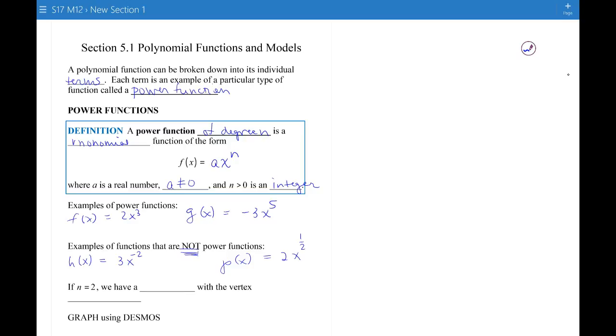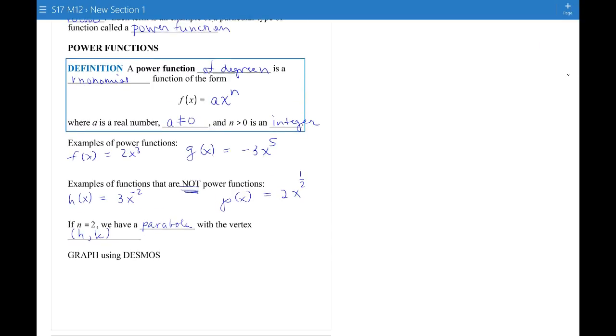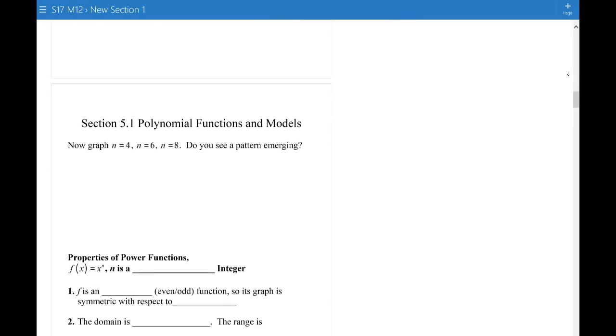So if n equals 2, we already know we have a parabola with the vertex h, k, and we know what those parabolas look like if we don't have any shifts. So the vertex is 0, 0. In fact, if we have f of x equals ax squared, then we know the vertex is 0, 0. And we know what effect a has on the graph. If a is positive, it opens upward. If a is negative, it opens downward. And then we also know about the fatter and thinner parabolas.